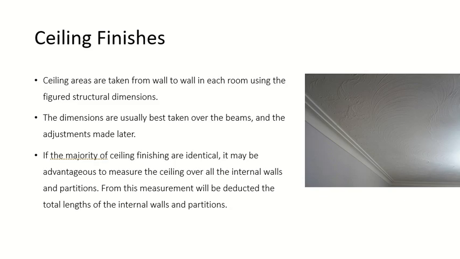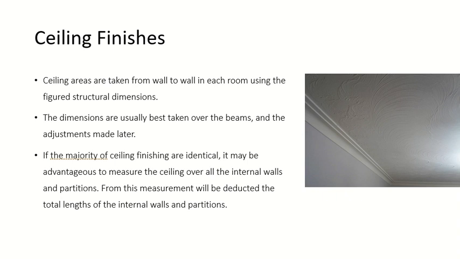Then we have the ceiling finishes, which are again taken from wall to wall, from one wall to the other wall. You can use structural dimensions, and the beams are usually included in this. You can make adjustments later on. So when you are calculating it for the first time, you can include the beams with it.